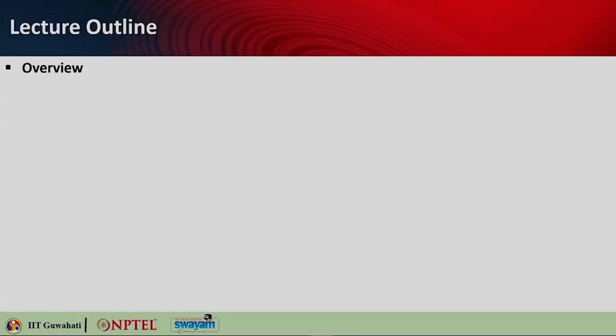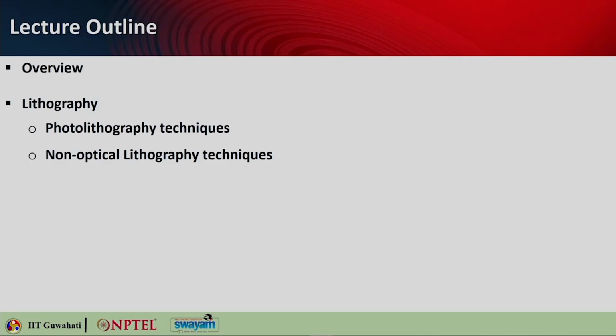So here is the lecture outline. We will first look into the overview of this topic. Then we discuss different lithographic techniques. As you can see, we will discuss photolithography techniques and non-optical lithography techniques. So this photolithography can also be called optical lithography. And then we will look into the pattern transfer methods like wet etching and plasma etching. Okay. So overall, this particular topic will be briefly covered in this lecture.